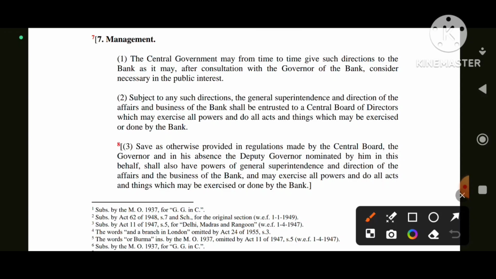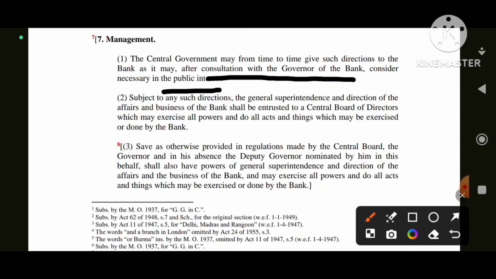Next section is section 7, management. The central government may from time to time give such directions to the bank as it may, after consultation with the governor of the bank, consider necessary in the public interest. This section empowers the central government to issue directions to the bank as and when it deems necessary for the public interest. And these directions are typically issued after the consultation with the governor of the bank. That is, after consulting the governor only this direction will be issued.